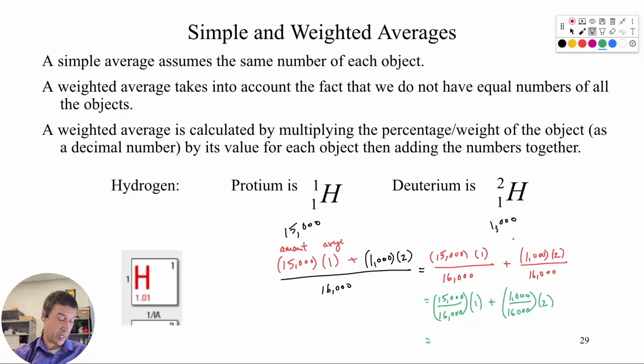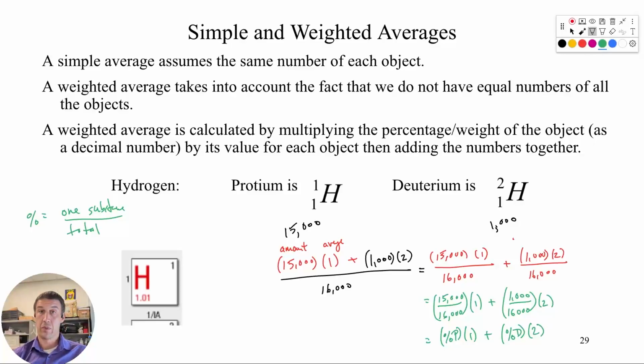What did we say percents was? Percent was our one substance divided by the total. Well, what is 15,000? 15,000 was the one substance, our protium, divided by 16,000, which was the total. So interestingly, 15,000 divided by 16,000 is effectively our percent of protium times the mass of protium, plus 1,000 divided by 16,000 is our percent of deuterium times the mass of deuterium.